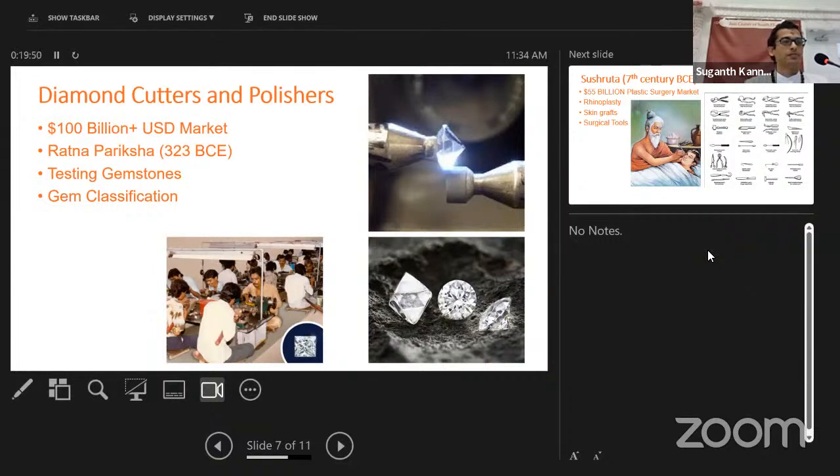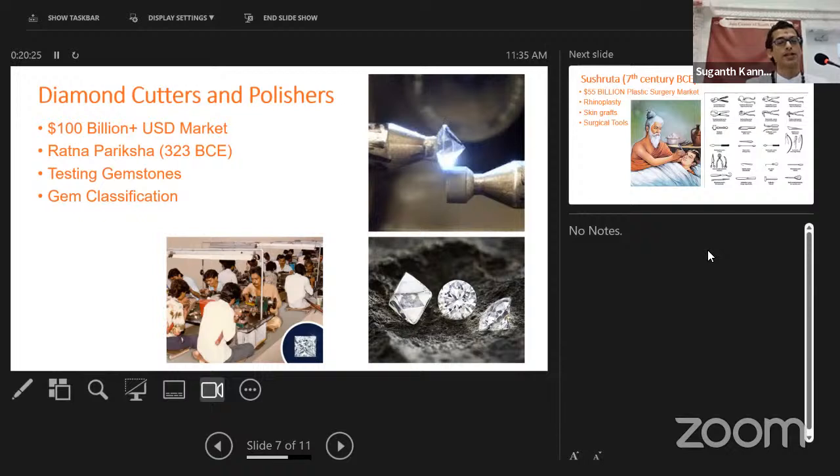Diamonds. If you look at India's export data from 2023, you'll see that diamonds account for roughly 15% of the exports from India. And today, diamonds at the global level are a $100 billion US dollar market. But way back in ancient India, they understood the science of gemology, not just cutting and polishing gems. They also took pride in the work.